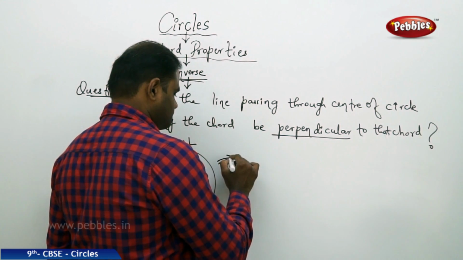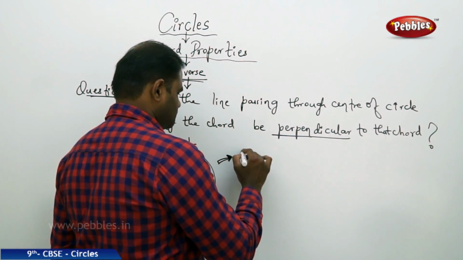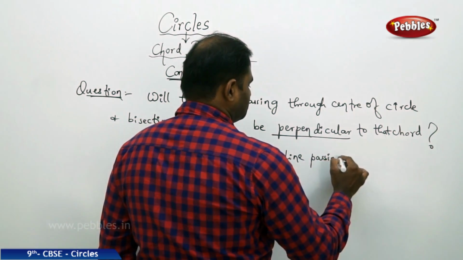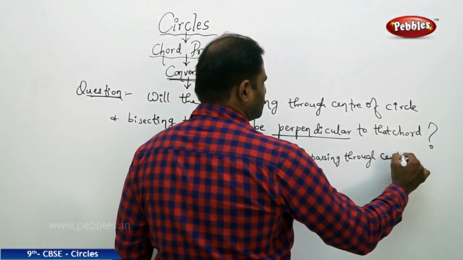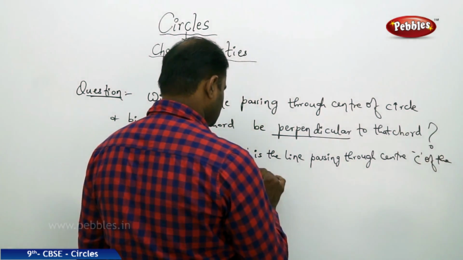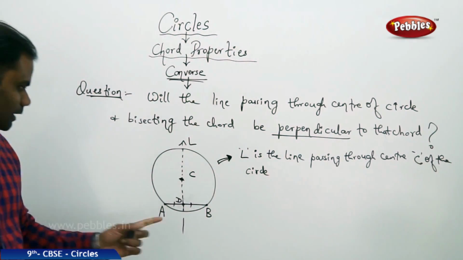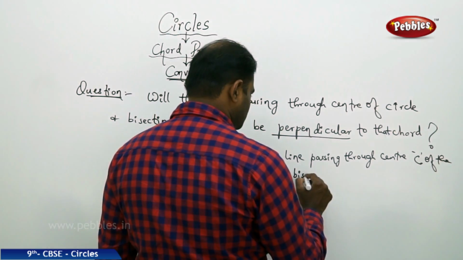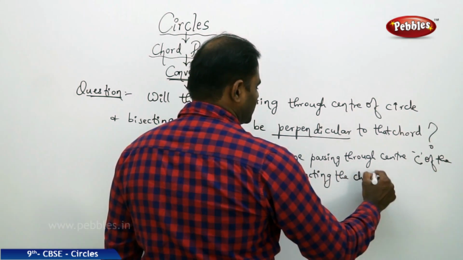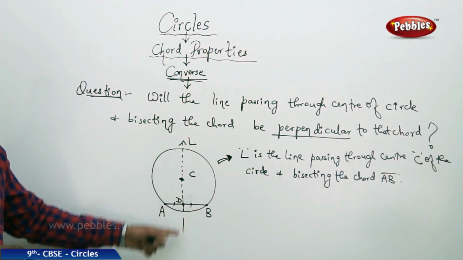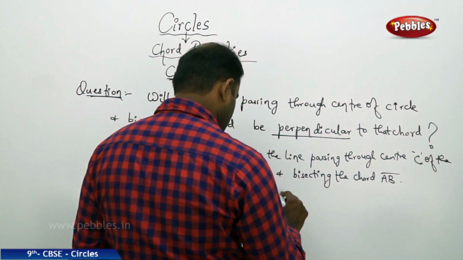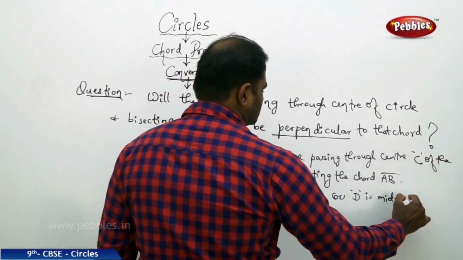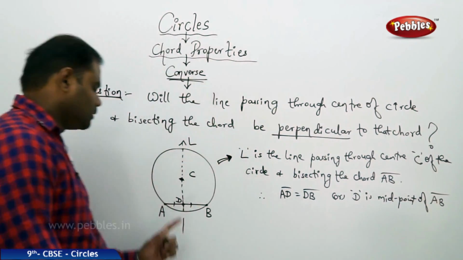So here L is the line passing through center C of the circle and bisecting the chord AB, that is, exactly cutting the chord at midpoint D. Therefore, AD equals DB, or D is the midpoint of AB. Here is the chord AB.